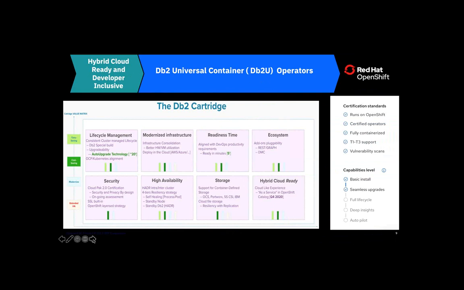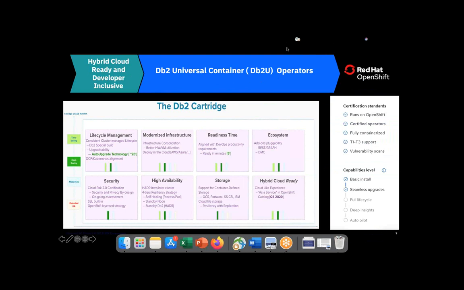I am happy to announce that as of mid-December 2020, I believe, Db2 has become the first enterprise-grade RDBMS to be certified on top of Red Hat OpenShift and available as an operator on Red Hat Marketplace. Let me talk a little bit about operators and why this is so important.